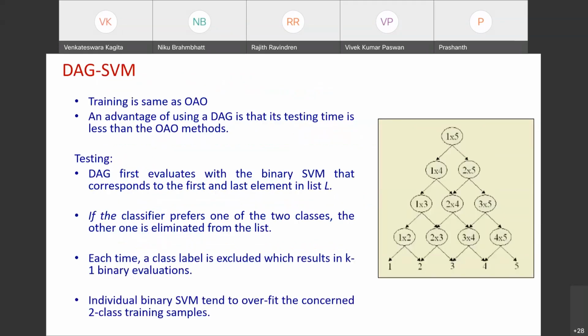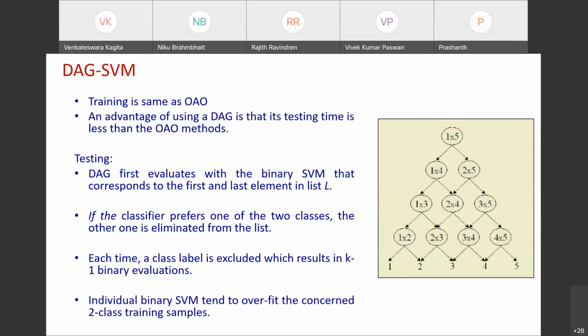Right. So to reduce the time complexity at the time of testing, these classifiers are organized in a tree-like, graph-like structure, in a certain manner such that you can reduce the number of tests at the time of testing. So that is DAG SVM, Directed Acyclic Graph Structured SVM.